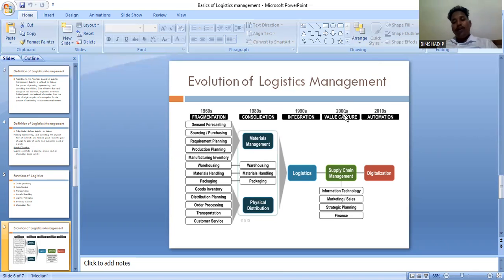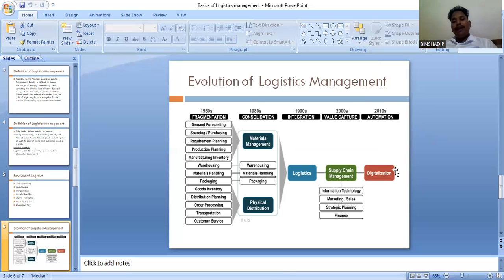In the 2000s, the value capture period, supply chain management, SCM, is concerned. In this period, information technology, marketing and sales, strategic planning, finance, etc. come under value capture. In the 2000s, the digitalization and automation period brings automatic warehouses, robotics, and drone logistics. There are different types of things in the evolution of logistics management.